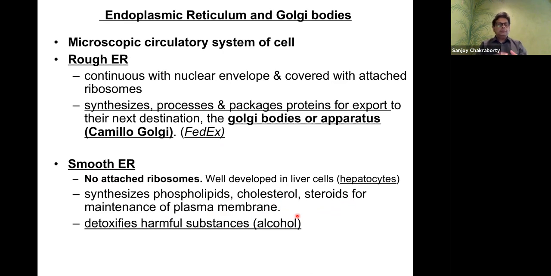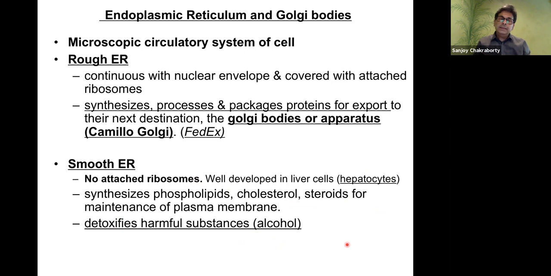So they help in synthesizing different types of lipid. They help in synthesizing different types of carbohydrate. And then they have two additional jobs. One is they detoxify harmful substances such as alcohol, particularly in the liver. In hepatocytes, they have well-developed smooth ER. They always help us detoxify these harmful substances.